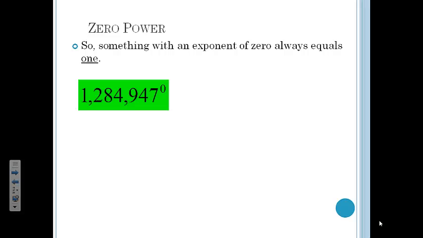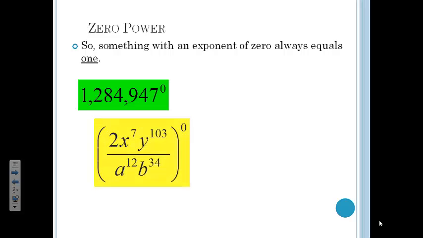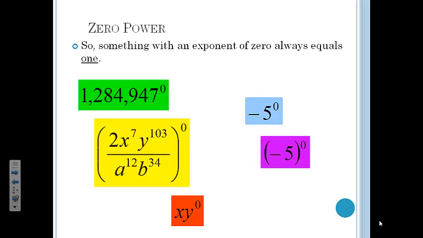1,284,947 to the 0 power is 1. That big expression raised to the 0 power, it's 1. And x times y to the 0 is, tricked you, it's not 1, it's x. Negative 5 to the 0, not 1, it's negative 1. Negative 5 in parentheses to the 0, that's 1.